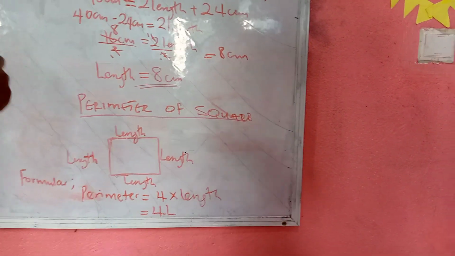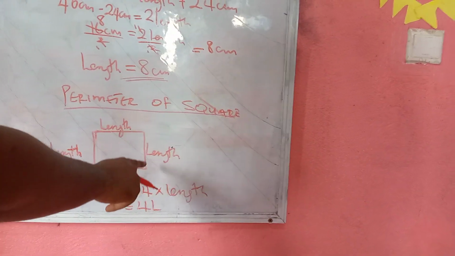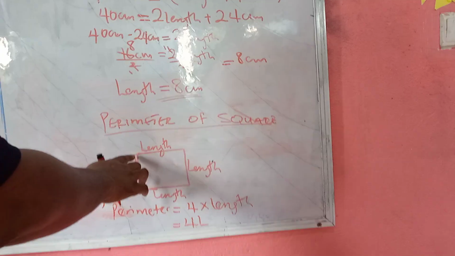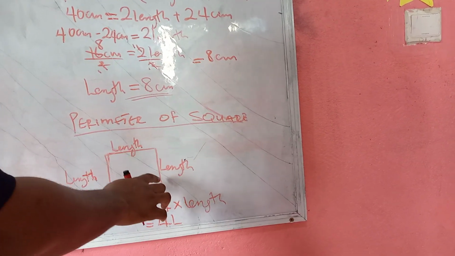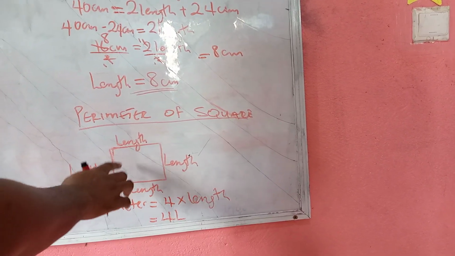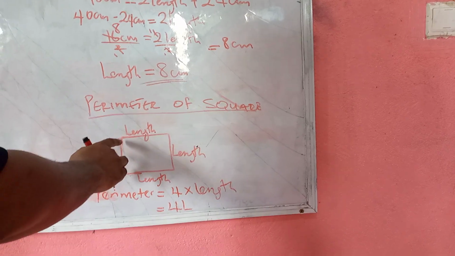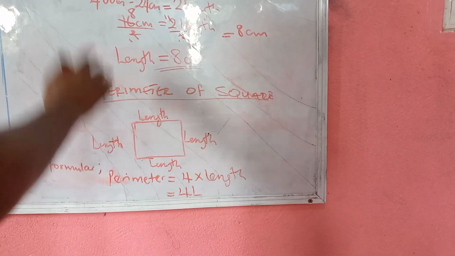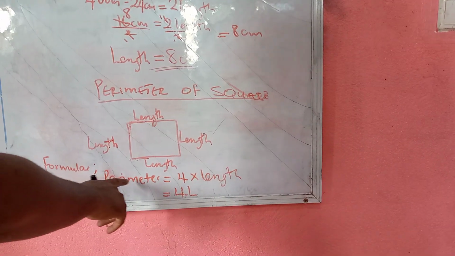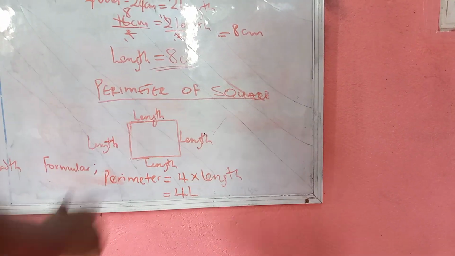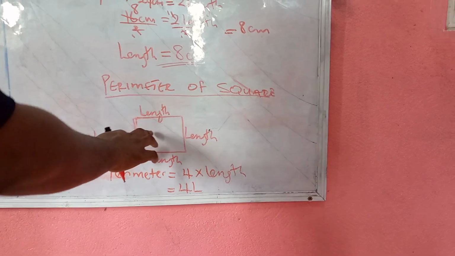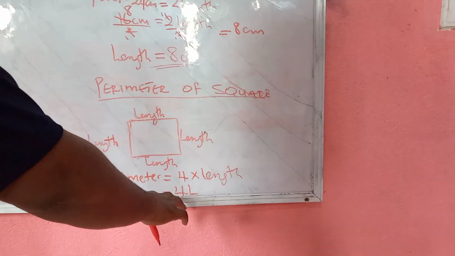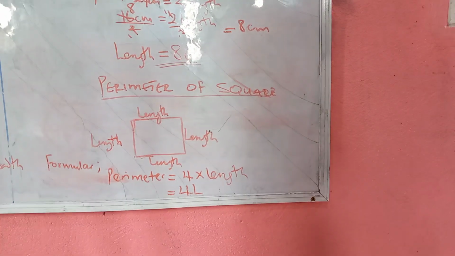So we said perimeter is the distance around a figure. From here to here, here to here, here to here, here to here, making how many? 4 lengths. That is 1, 2, 3, 4. That's why our perimeter will now be 4 times length, because we are having 4 lengths in a square, which is the same thing as 4L.